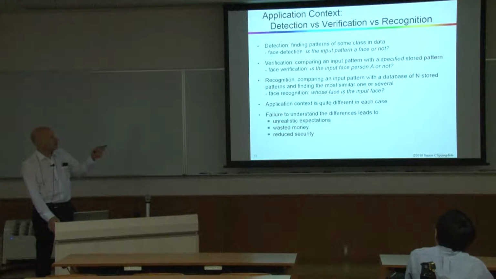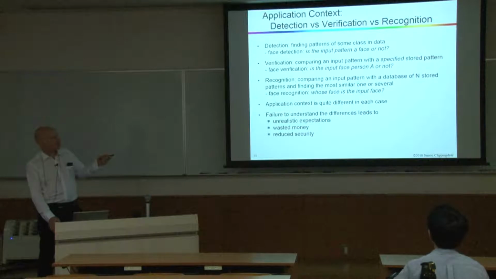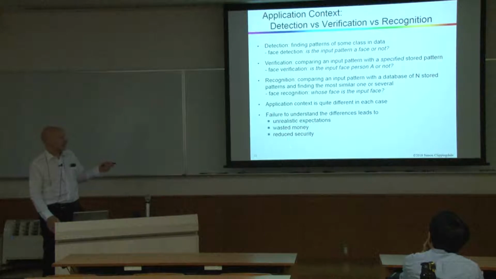So in face detection, what you're trying to do is determine whether an input pattern, a part of an image, is a face or not. In verification, what you're trying to do is determine is that face person A or is it not, presumably some other person. In face recognition, you have a database of n stored patterns and you're trying to find the most similar one. So whose face is the input face is the question that's being asked. And the problems are quite different in each case. And the failure to understand that leads to these bad outcomes down here.